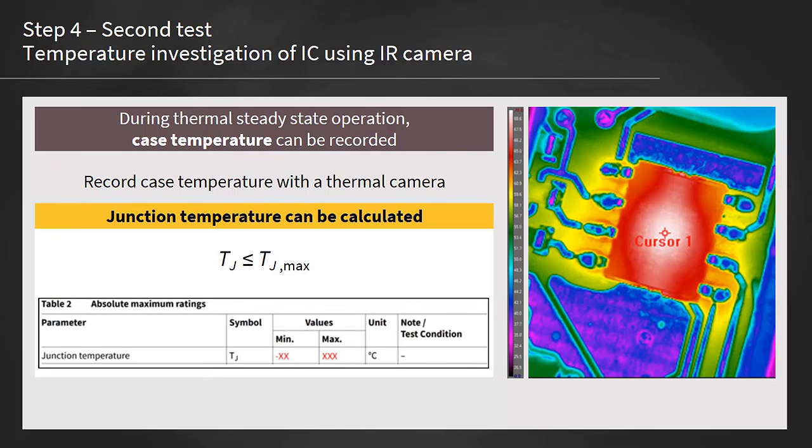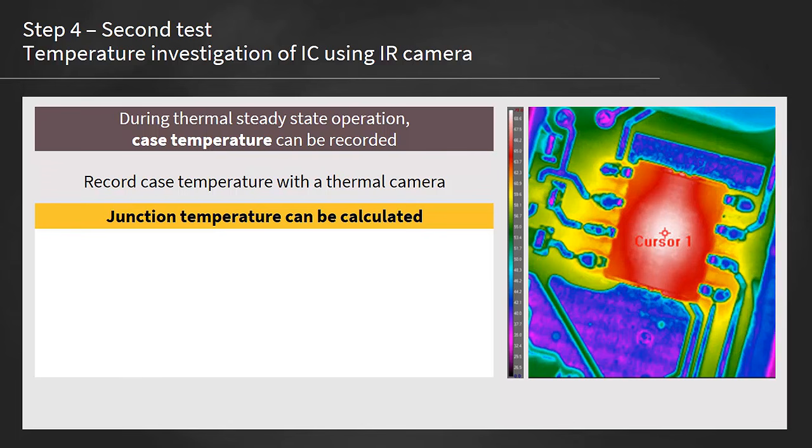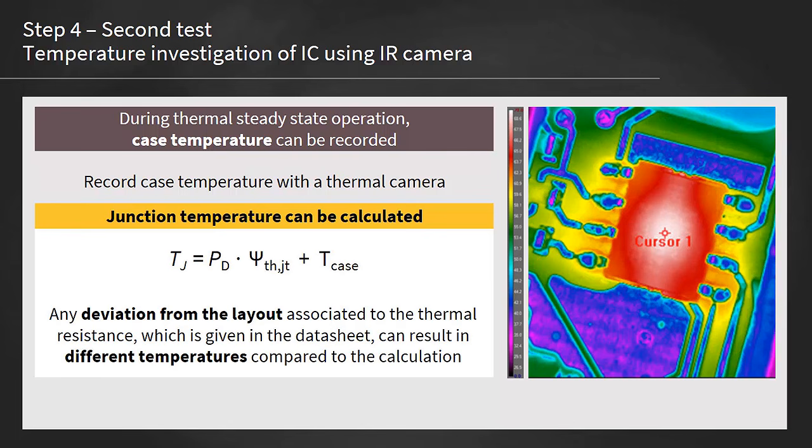Finally, the calculated junction temperature should be compared to the maximum allowable junction temperature in the datasheet, and it has to be ensured that it is smaller or equal to that limit. Please note that any deviation from the layout associated to the thermal resistance, which is given in the datasheet, can result in different temperatures compared to the calculation.